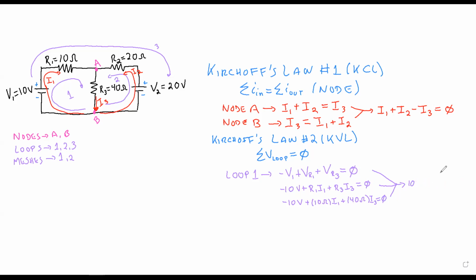For this part, we can eliminate the units so the units don't confuse us. We can eliminate the ohms and the volts because in the end we just want the equations. It's not a problem if you eliminate the units. So this is going to be 10 I1 plus 40 I3 equals 10. Now let's do loop number 2.